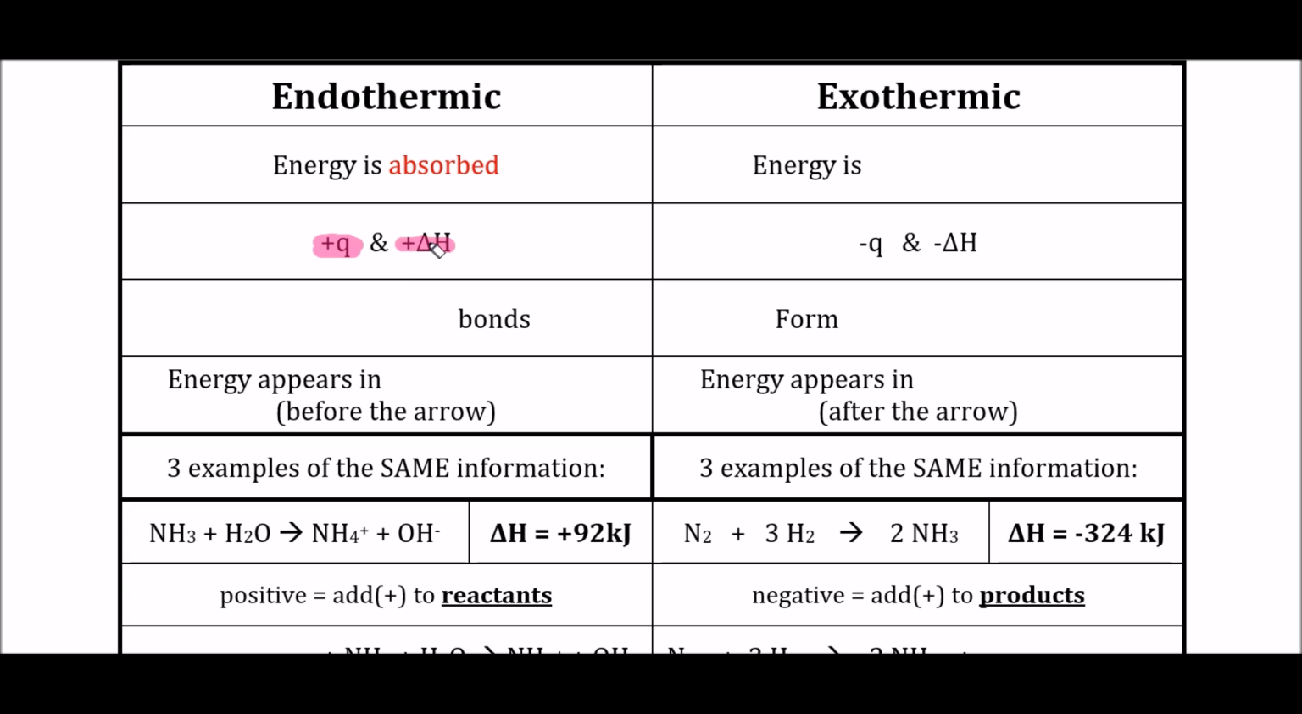And we're going to call delta H positive as well. Now again, delta H is the enthalpy change. Q and delta H, for this class, we're going to consider them the same thing. The heat energy is going to be the same as the change in energy for the system. All right, so again, this is what delta H stands for. It stands for the enthalpy change of the system, which means that it's the change in energy. It's the heat that's given off.